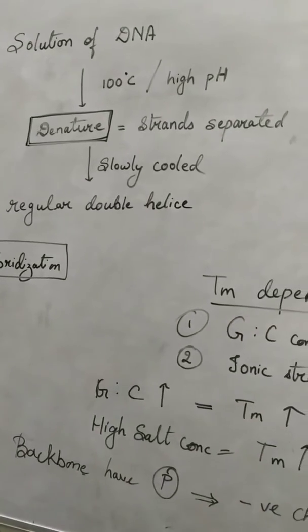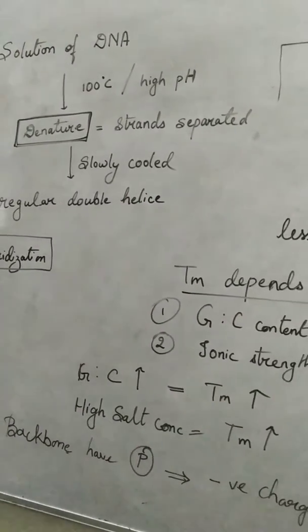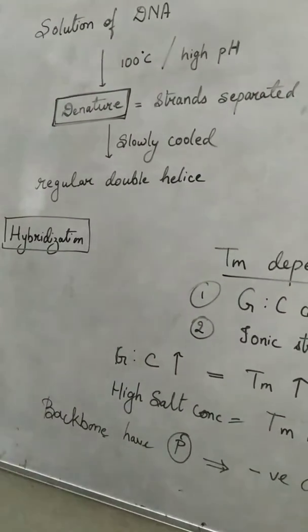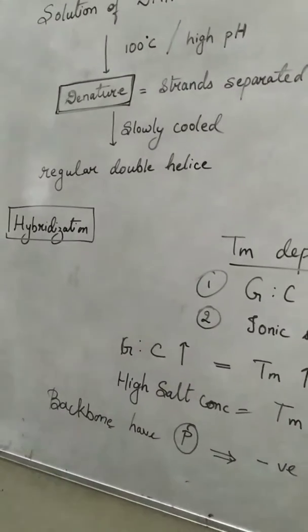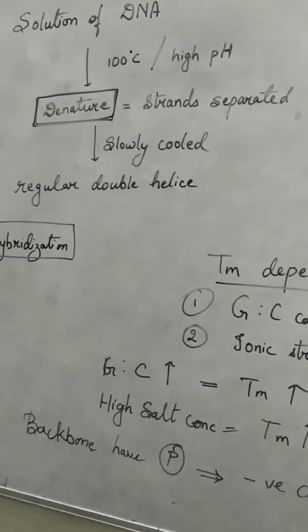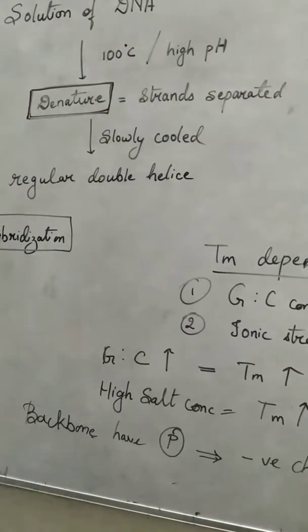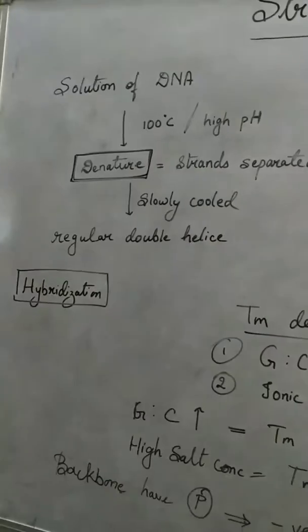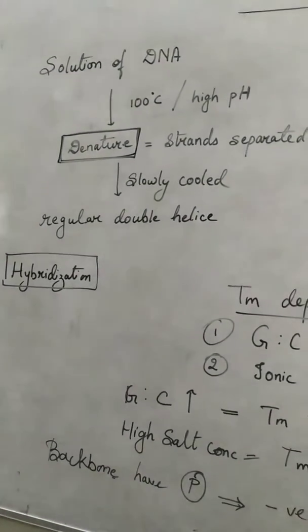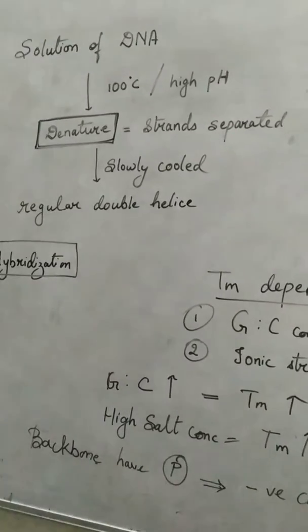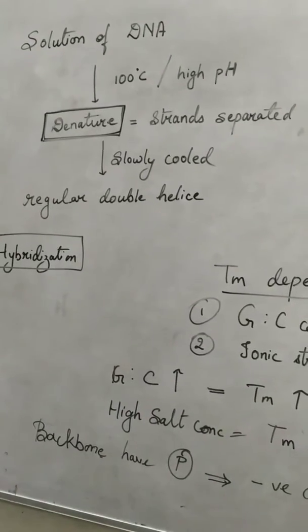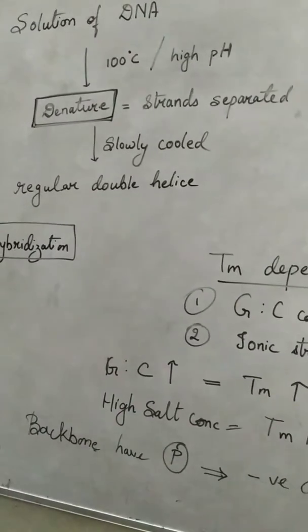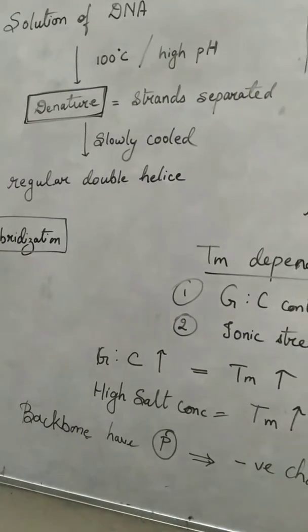Now what does this denaturing mean? Denaturing means both the strands will start separating. If the strands have been separated and then that solution is slowly cooled, then both the strands will again form a double helix. It means when we started with a double stranded DNA, there was a hydrogen bond between both the strands which got broken due to increase in temperature or increase in pH. As both the strands were separated, it is termed denaturation.